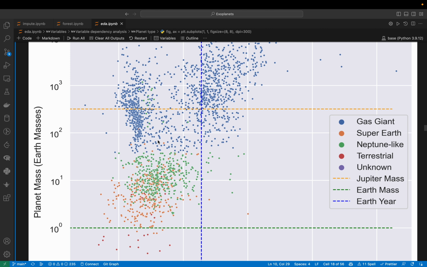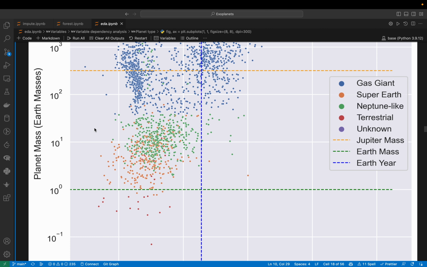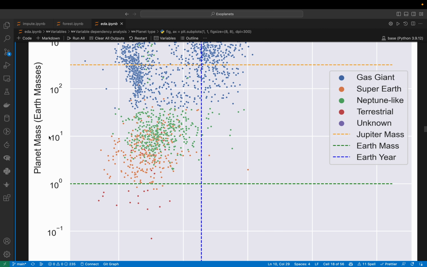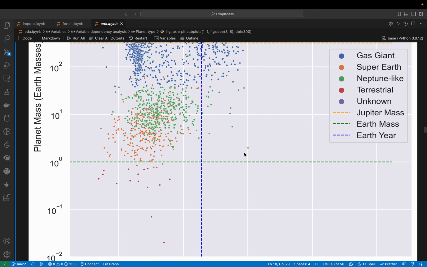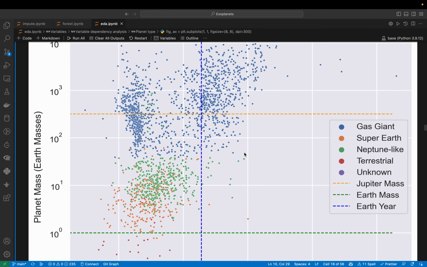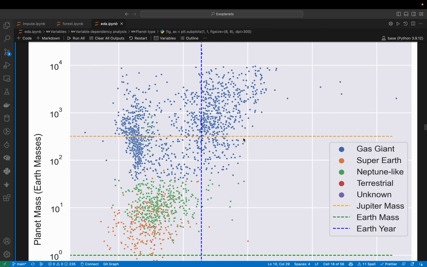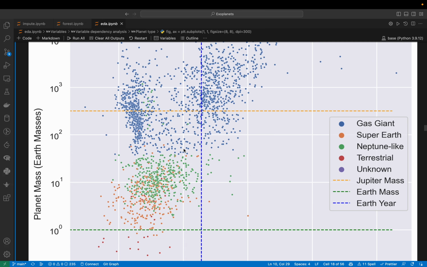From this graph, we get the inspiration, or the theme, of our project, which is to classify different types of planets based on different features. Here, we only use two features, planet mass and orbital period. Our hope is that by using more features and better selecting the important features, we can classify those planet types more accurately.